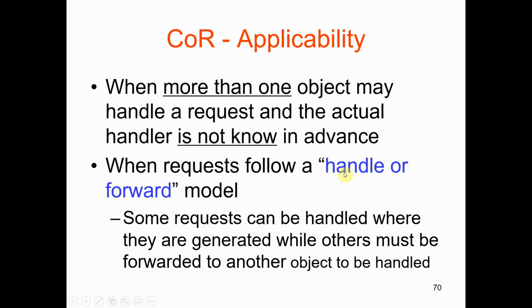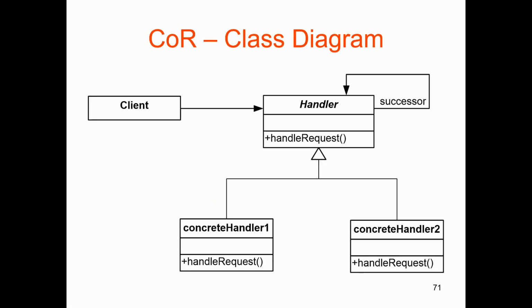Then here I give you one: in what circumstance do we use chain of responsibility? Here, more than one object may handle a request, and the actual handler is not known in advance. Then the chain of responsibility is a natural choice for this scenario. And one request follows a handle or forward request mode. If you sense this mode, then you will also consider using the chain of responsibility.